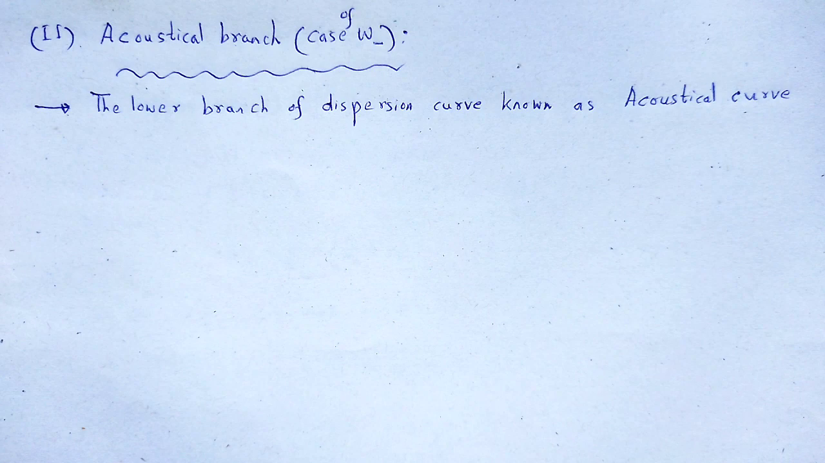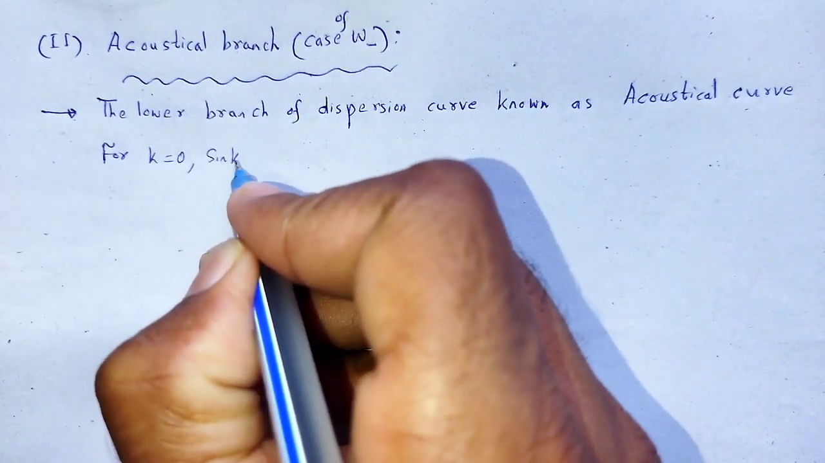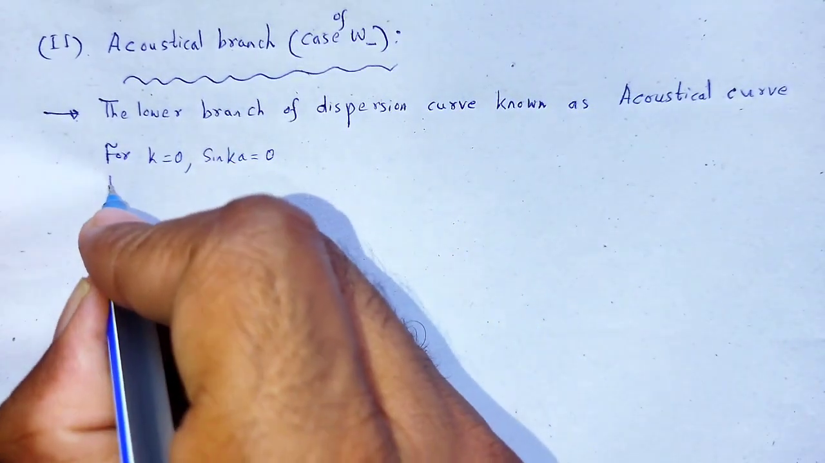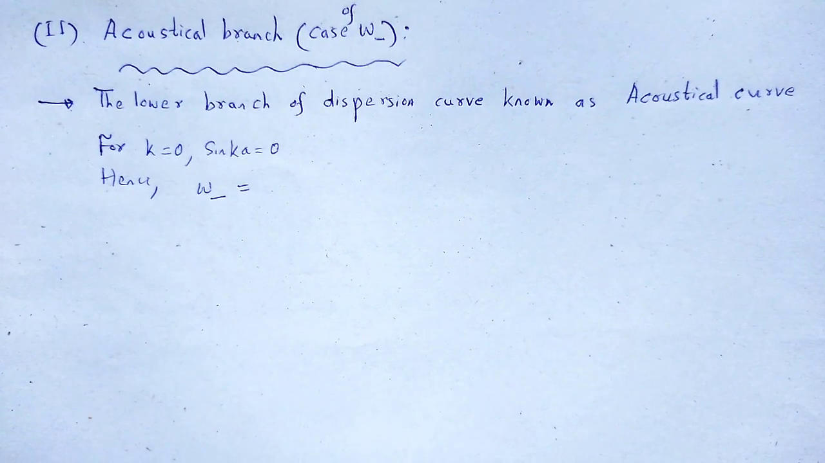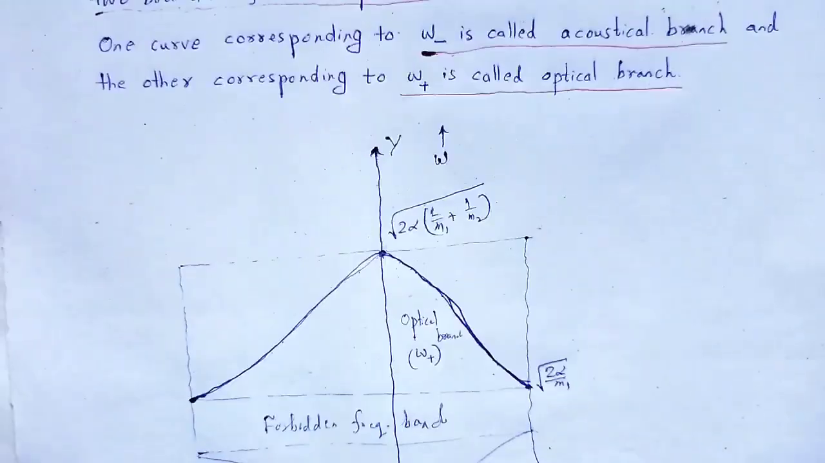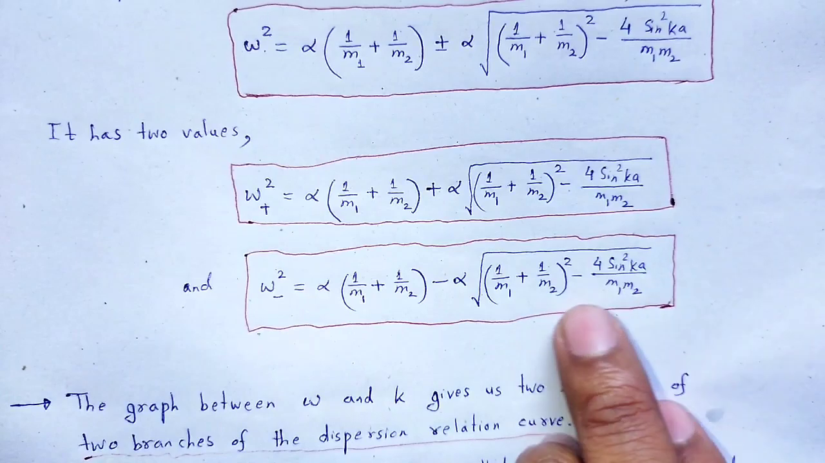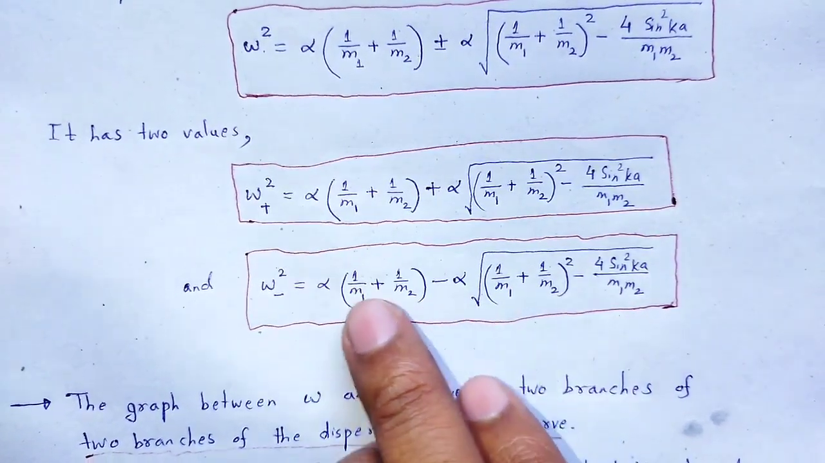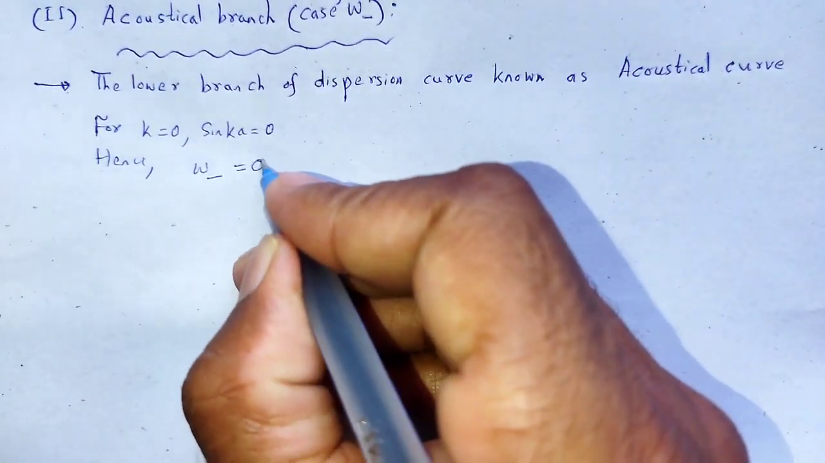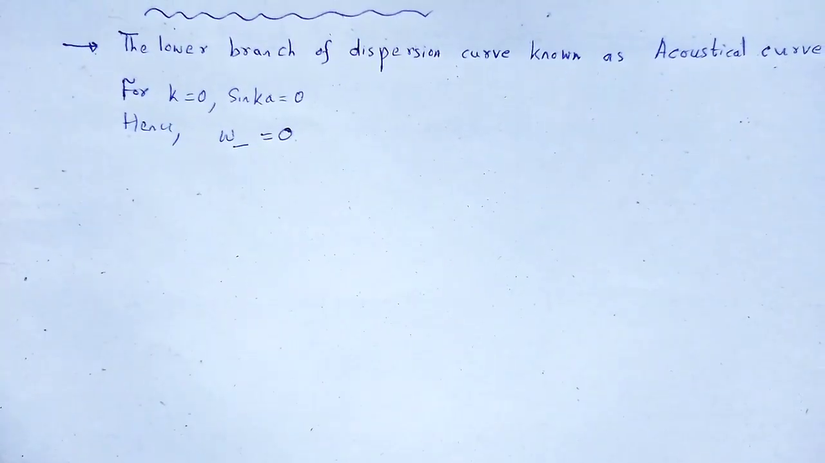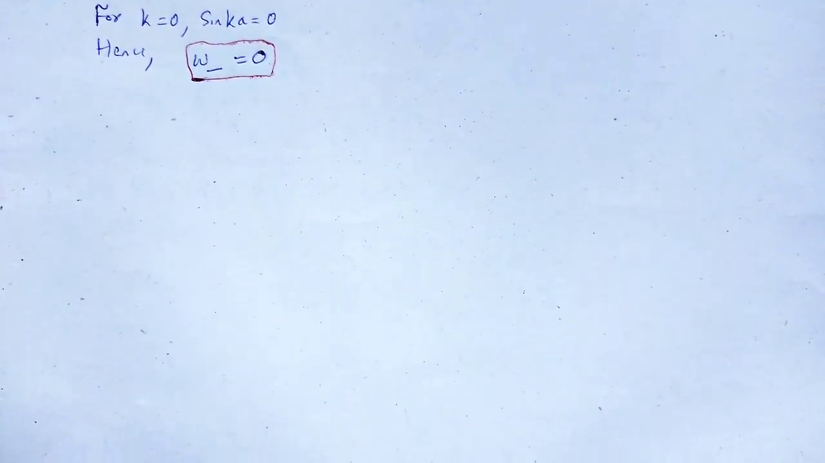In the acoustical branch, for k is equal to 0, sin k is sin 0, which is 0, hence omega minus is equal to, that term cancelled out, root over 1 by m1 plus 1 by m2, here is the minus, so omega minus is equal to 0. One frequency range we achieve.